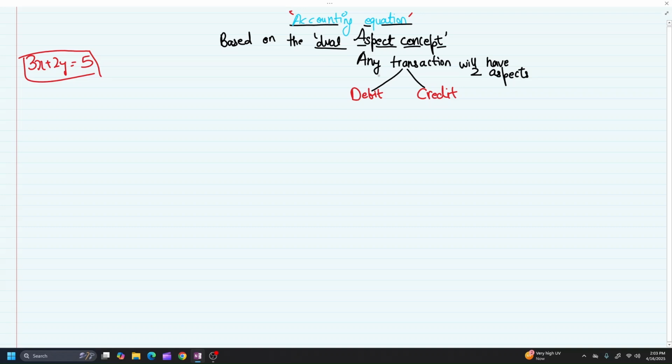If you want to know what the dual aspect concept is, you can go watch other videos if you want the detailed description about this. But in simple language, dual aspect concept means that no matter what transaction is happening, it will have two aspects, that some account will be getting debited, some will be getting credited.